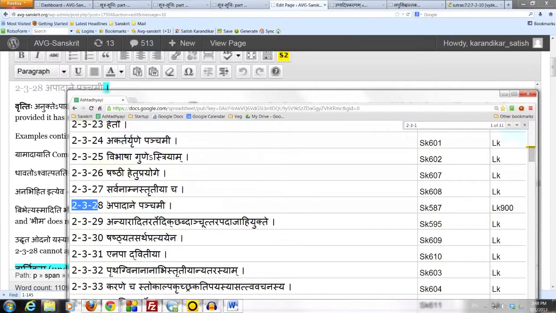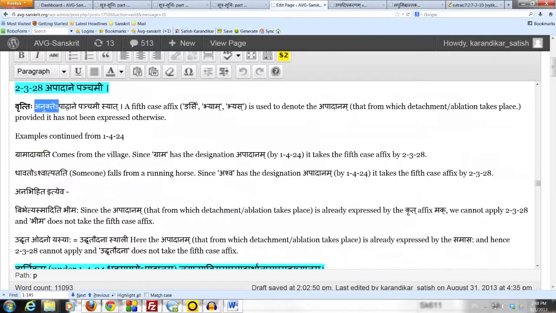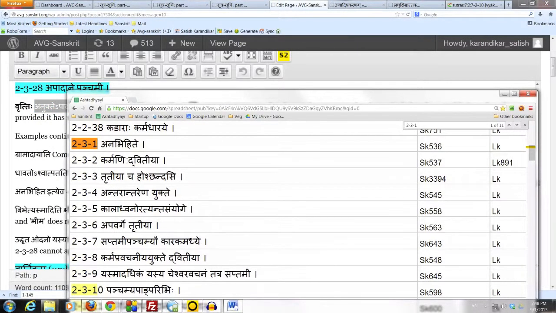Here we have the Sutram 2.3.28, which says Apadane Panchami. Very simple Sutram. The Vritti says Anukte Apadane Panchami Syat. We know very well by now that the Adhikara of Anabhite starts from 2.3.1 and it influences this entire third quarter of the second chapter of the Ashtadhyayi.